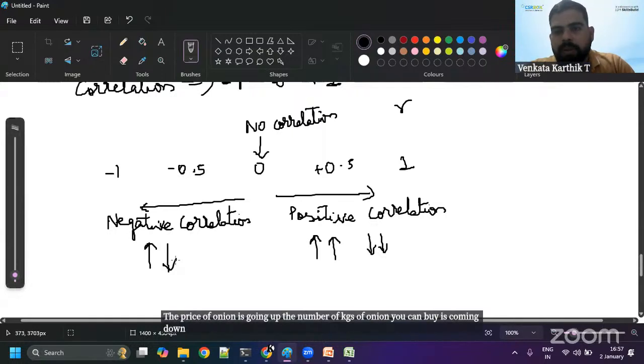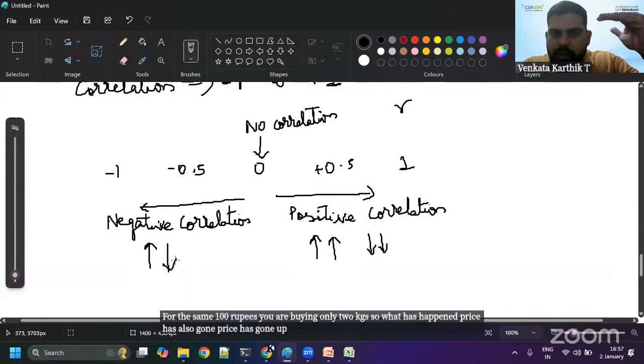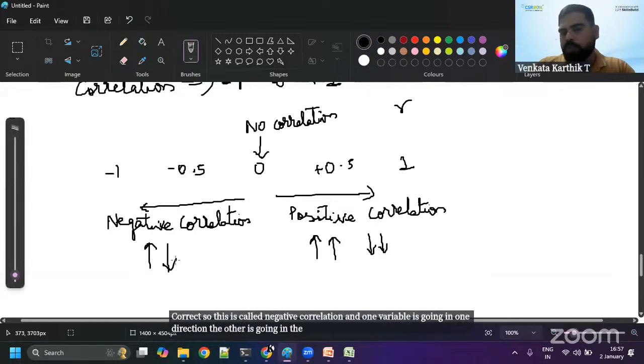See, for example, earlier for 100 rupees, you could buy 10 kgs of onion. Now onion price has become 50 rupees. So what is happening? For the same 100 rupees, you are buying only 2 kgs. So price has gone up and your quantity has come down. So both are moving in opposite direction. Correct? So this is called negative correlation. When one variable is going in one direction, the other is going in the opposite direction, an inverse relationship.